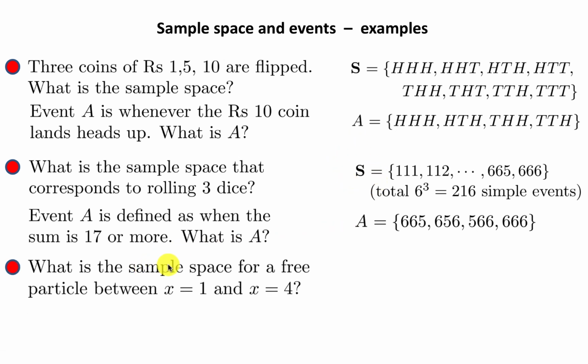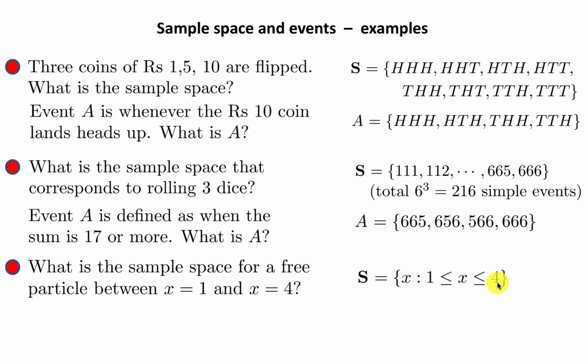What is the sample space for a free particle that moves between x equals 1 and x equals 4? Now, this is the first example that we are encountering where the number of outcomes is actually infinite. The sample space is all values of x where x lies between 1 and 4, inclusive of the points x equals 1 and x equals 4. Now, this is an infinite set because, of course, between 1 and 4, there are an infinite number of points.